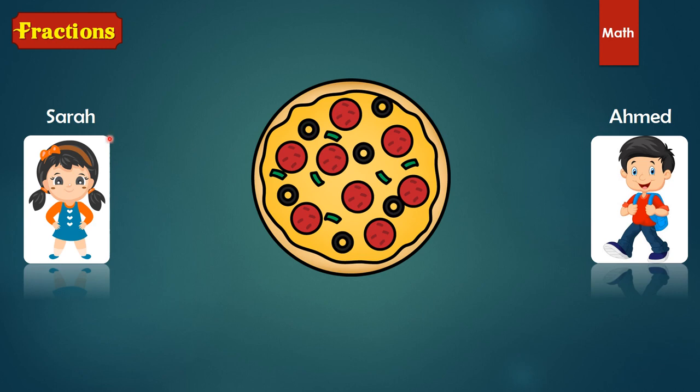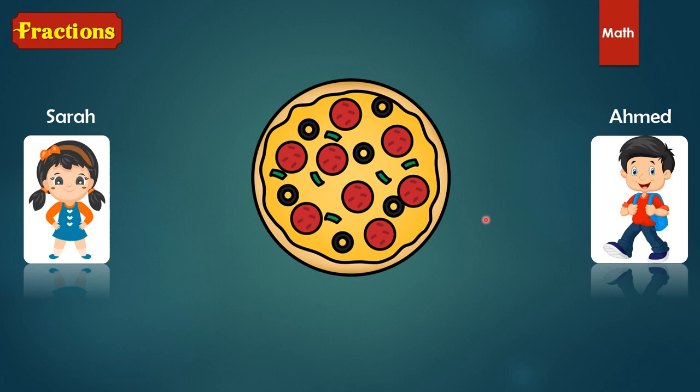Here we have Sarah and Ahmed, okay? And we have just one pizza. And we want to share this pizza between them fairly. Fairly means that everyone will take an equal part for the other, okay? So both of them will take equal parts.